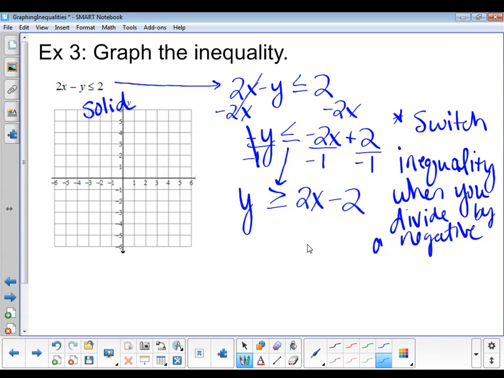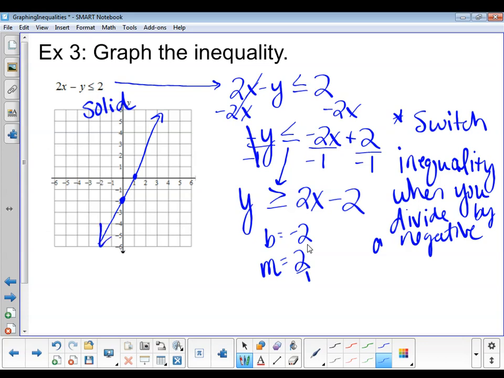Now we have to finish off by graphing this. So we go down to negative 2, again on the y-axis because my y-intercept is negative 2. Our slope is positive 2. So from that negative 2, we are rising 2 and running to the right 1. Remember, if your slope is not currently a fraction, you can put a 1 in the denominator to make it a fraction. This is a solid line, so we can go ahead and connect those dots.